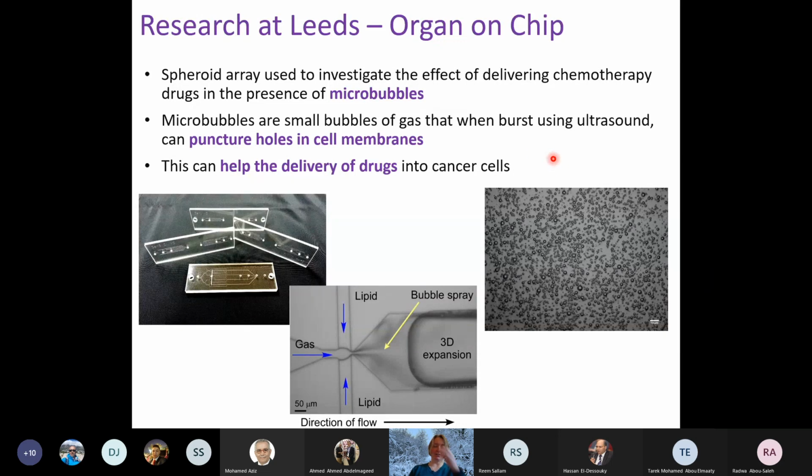So we wanted to use this spheroid array to see if we could prove that microbubbles enhance drug delivery to cancer cells. And just as an aside, we also make our microbubbles with microfluidic devices. So not just the organ-on-chip work, but we use fluidics to produce billions and billions of very tiny microbubbles for therapeutic reasons.